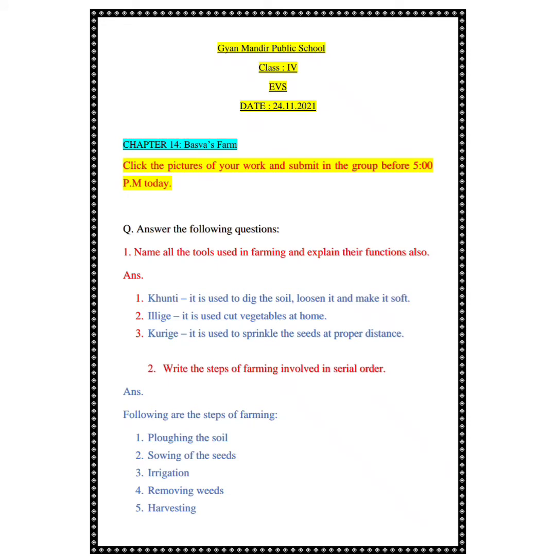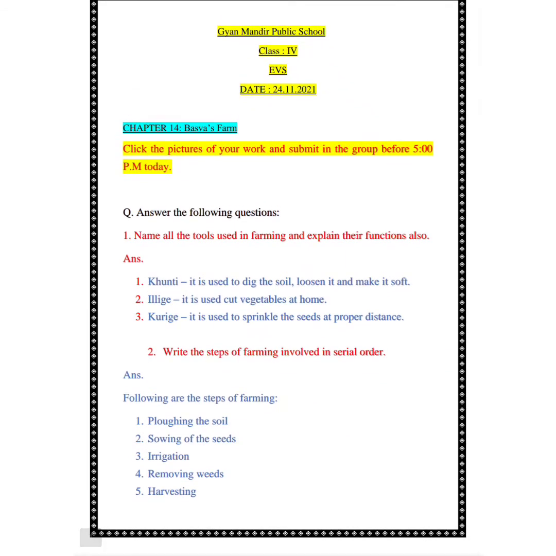Then we know that water is immensely important for growing the seeds. So this is the reason we go for irrigation. The third step that is involved here is irrigation. Number 4 is removing weeds. We know weeds are the unwanted plants, and it is important to remove those weeds, else they will absorb the water and minerals of the plants. So it is important to remove the weeds.